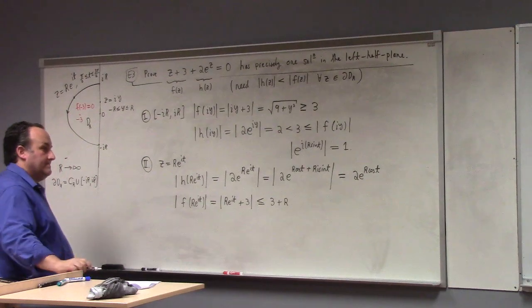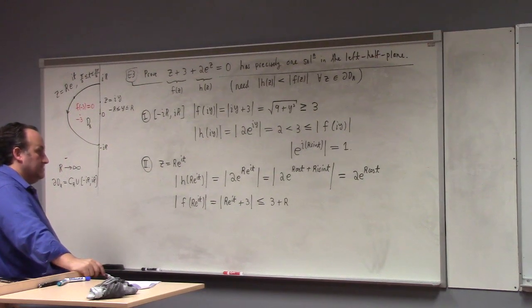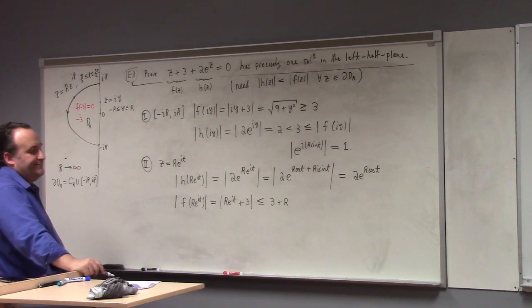Did you mean to switch it around for h and f? Because I thought 2 to the e to 2e to the z is, oh, never mind. Yeah, I did, but I flipped the, yeah.